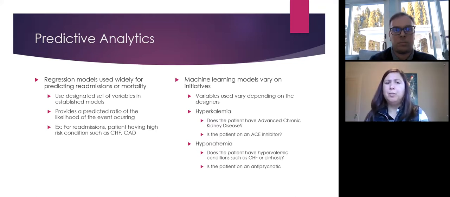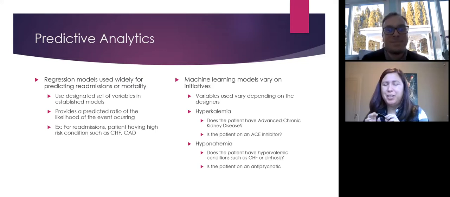Machine learning models also take variables into account, but it really is a lot more variable. I hate to use that word twice. There's not uniformity in how these models are designed. Different designers use different variables, and there's not a whole lot of established models per se, the way regression models have. So it is a mixed bag. It really depends on the designer.